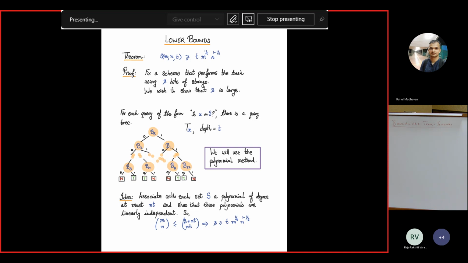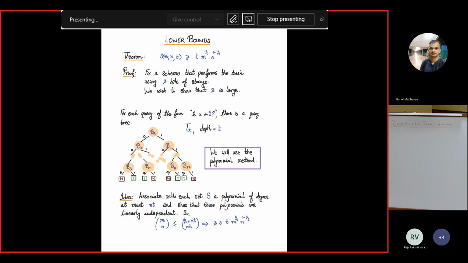Whenever you have such a decision tree, you can write down a polynomial for it. What we will do is take these polynomials, one for each x, and combine them to produce polynomials, one for each set. For each set of size n, we will associate a polynomial of small degree. Why would its degree be small? Because the depth of this tree is small. The fact that this depth is small will ensure that the polynomial has small degree.